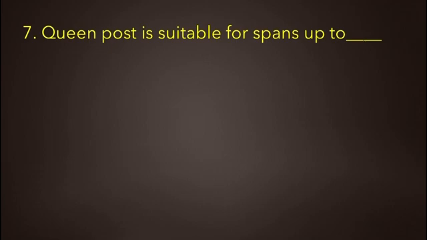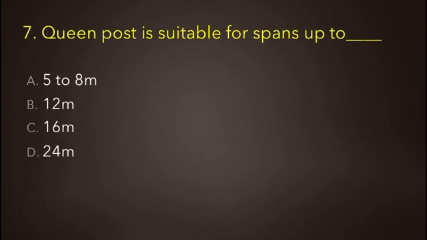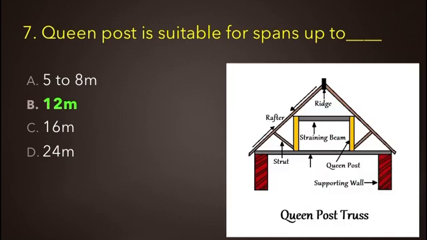The seventh question. Queen post is suitable for spans up to dash. We have options A. 5 to 8 meters, B. 12 meters, C. 16 meters, D. 24 meters. The right option is 12 meters. It is actually 8 to 12 meters. You can see the queen post truss in the figure.